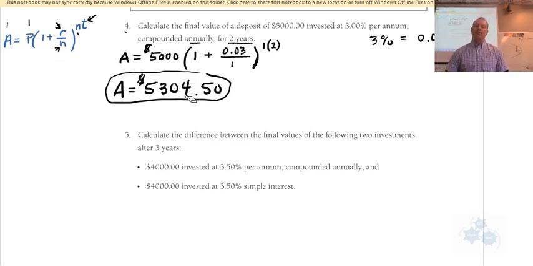So if you were depositing this money into a bank account or savings account, this is what you would end up with after 2 years. Cool, hey? If you were borrowing that money, and this was 3% per year for 2 years, you'd have to pay back $5,304.50. So you would be paying how much in interest? $304.50.